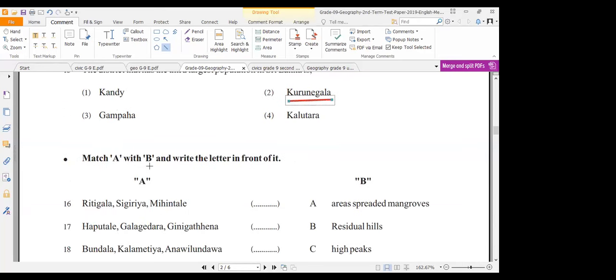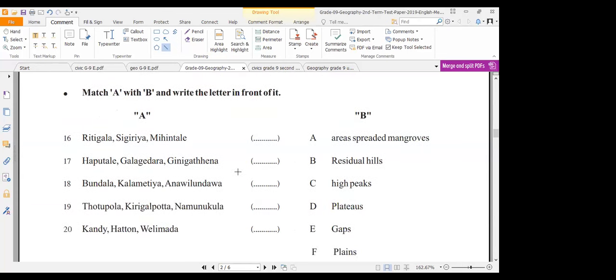Match A with B and write the letter in front of it. Okay. Areas spread with mangroves. Spread, past tense, past participle, spread. Areas spread with mangroves.